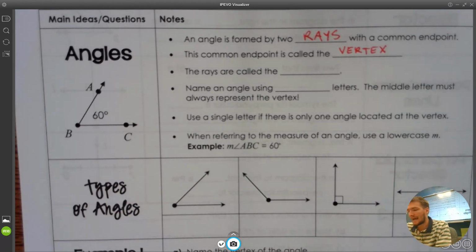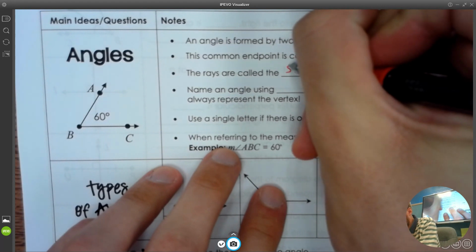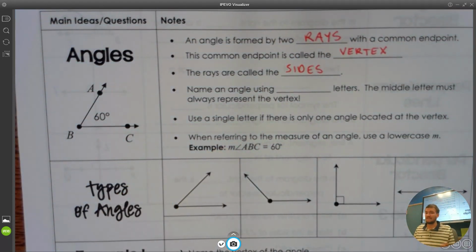Now, the rays on the sides are called the sides, which is not a super crazy word for us to use. It obviously makes a whole lot of sense in regular old plain English.